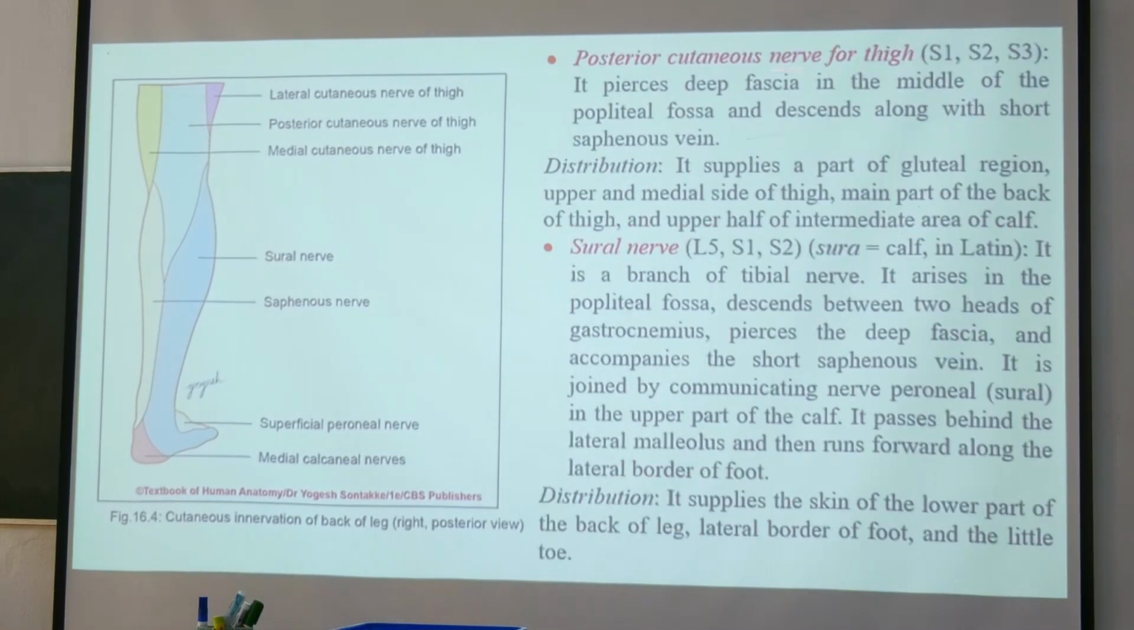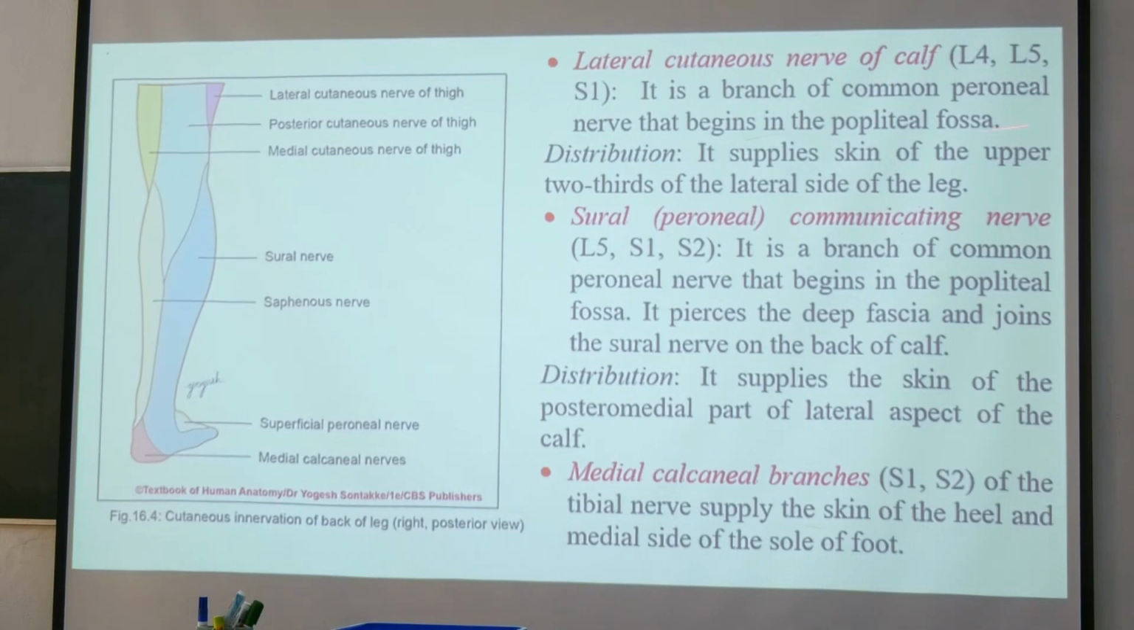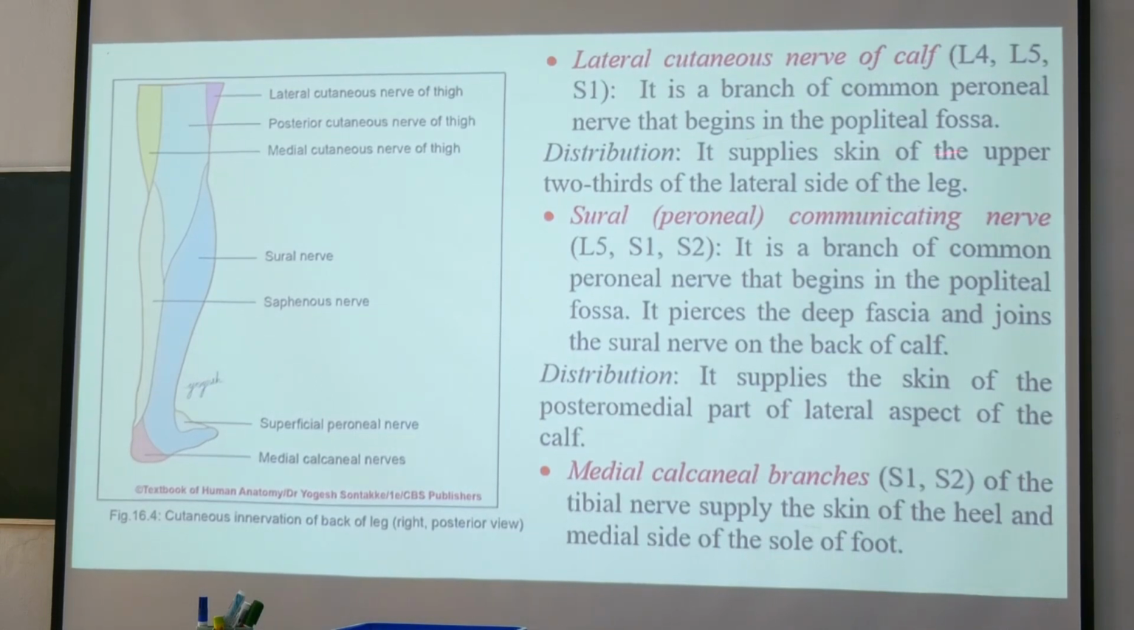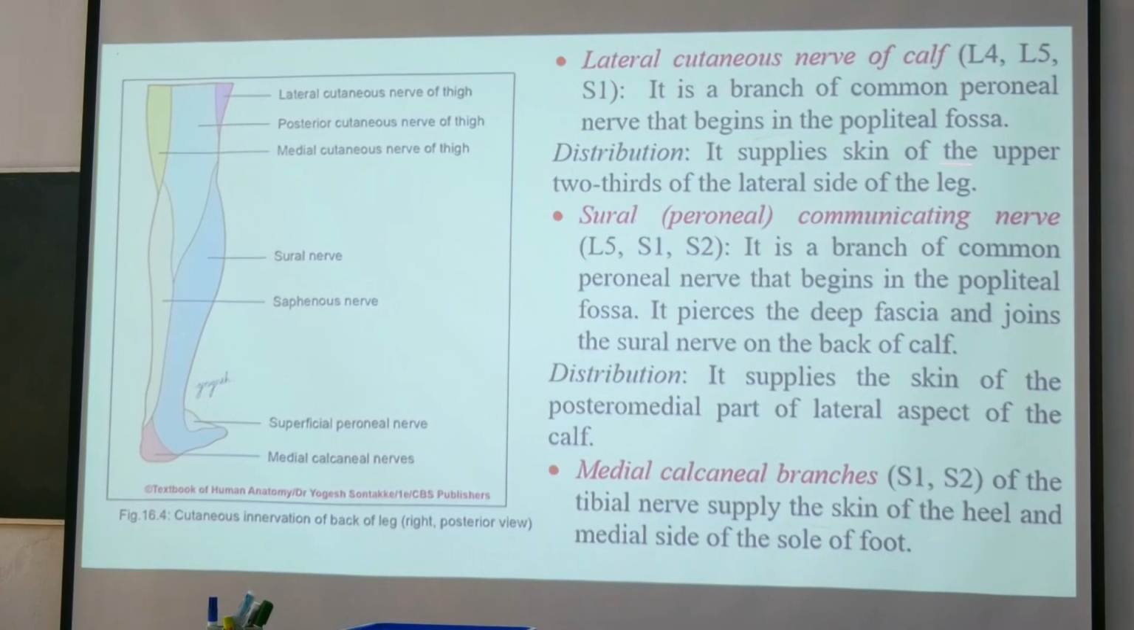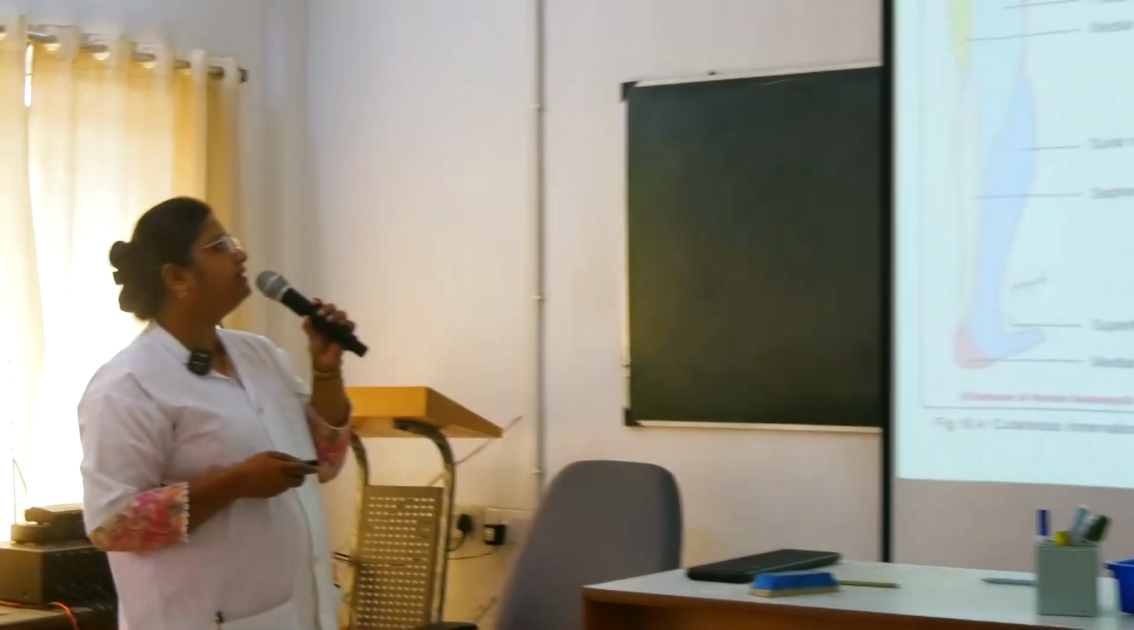Lateral cutaneous nerve of calf, a branch of the common peroneal nerve, begins in the popliteal fossa, supplies the skin of the upper 2/3 of the lateral side of the leg. Okay, the supply is at the front, and sural or peroneal communicating nerve, lateral cutaneous nerve of the calf.